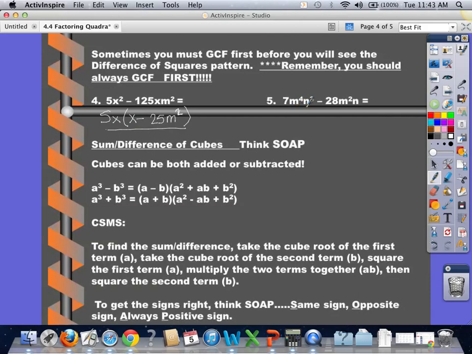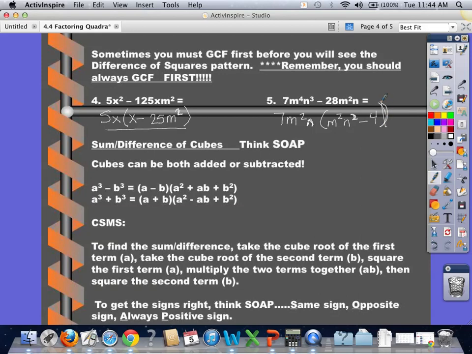All right, number 5. We have a 7 and 4 and 3 and a negative 28 and squared in. 7's in common. We have m squared that can go out and an m. Once we take that out, we're going to be left with m squared, n squared, minus 4. So we took out n squared, and that's all we got.